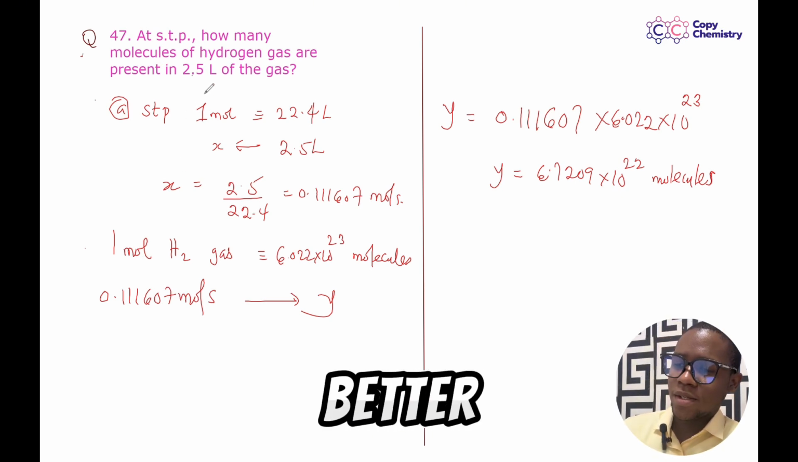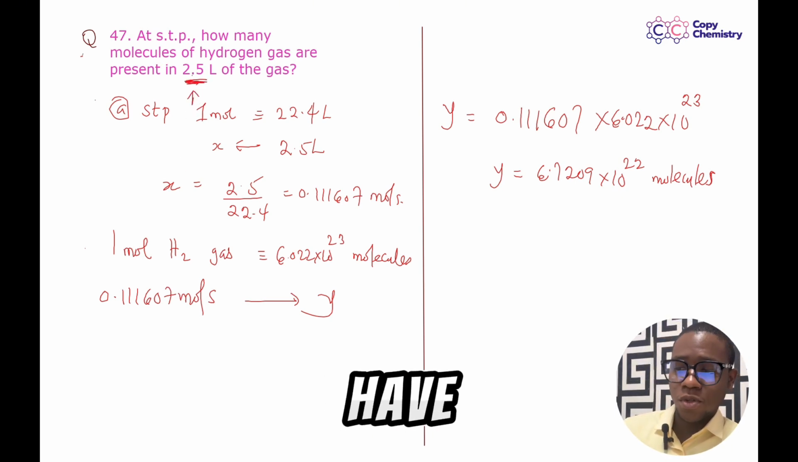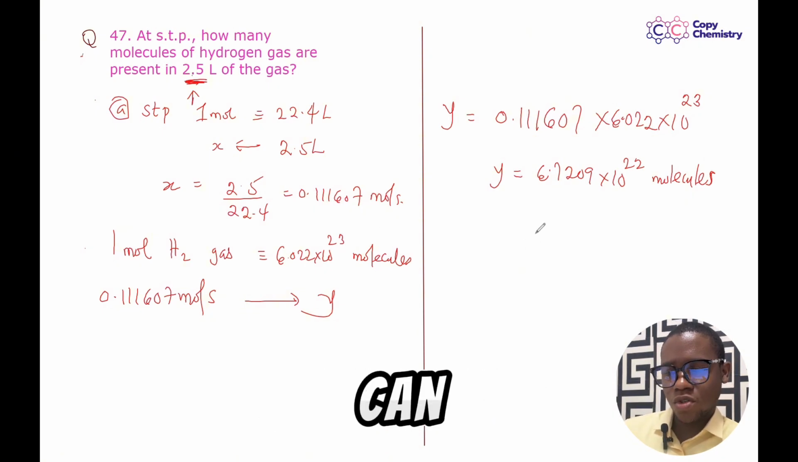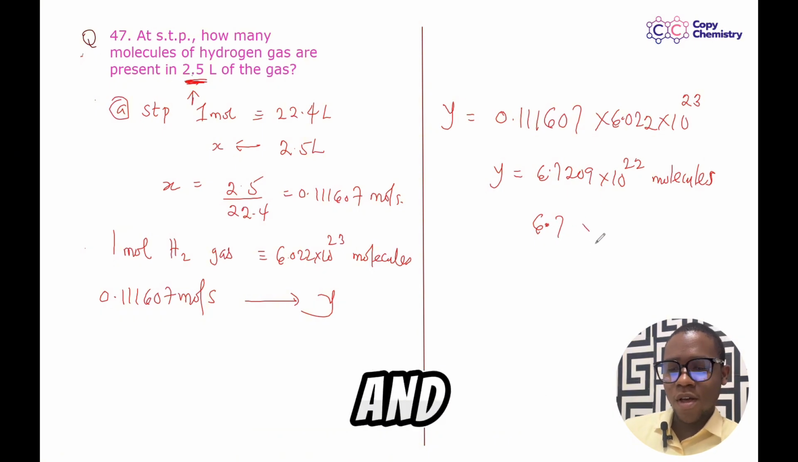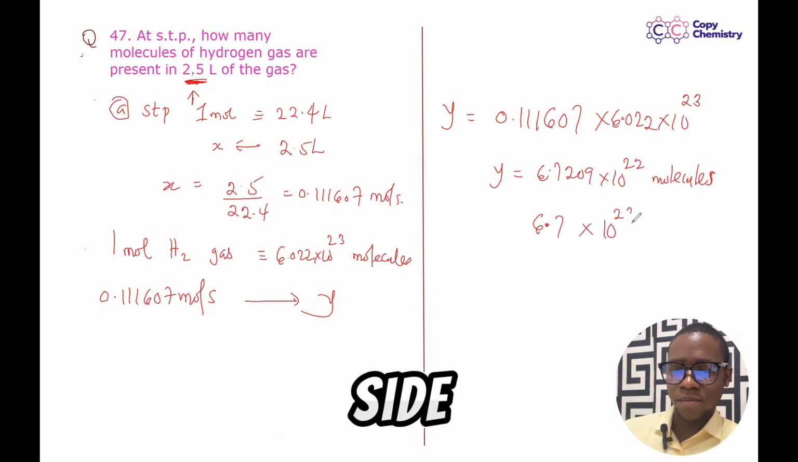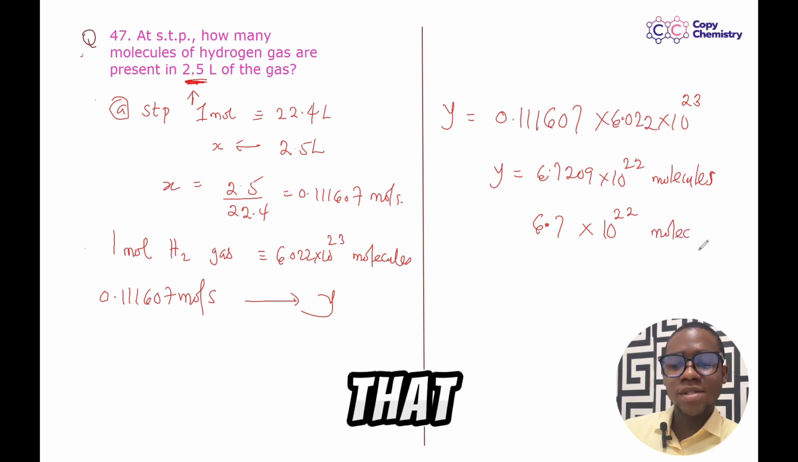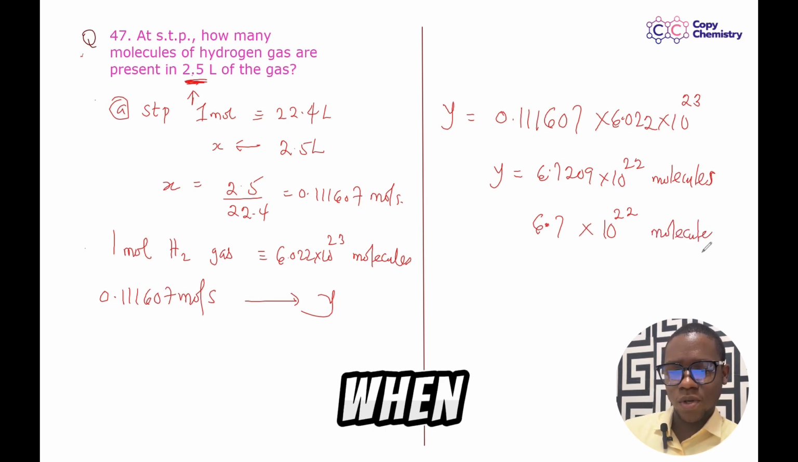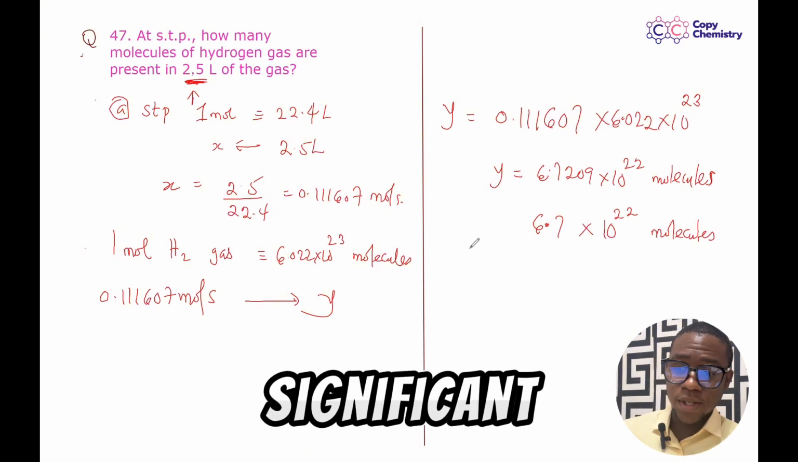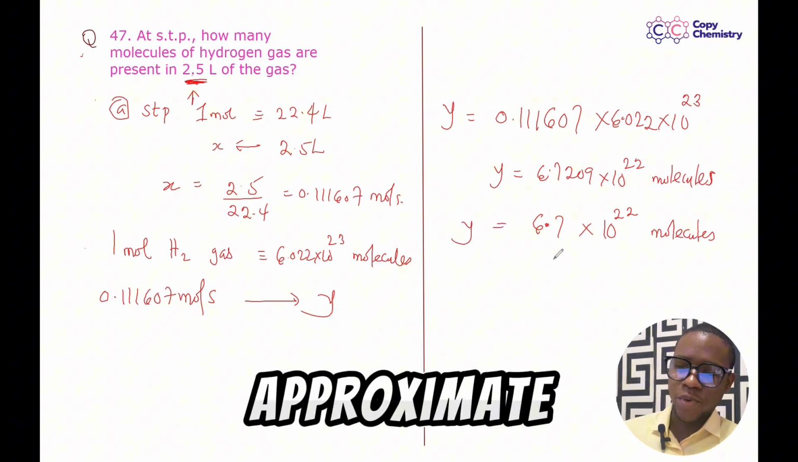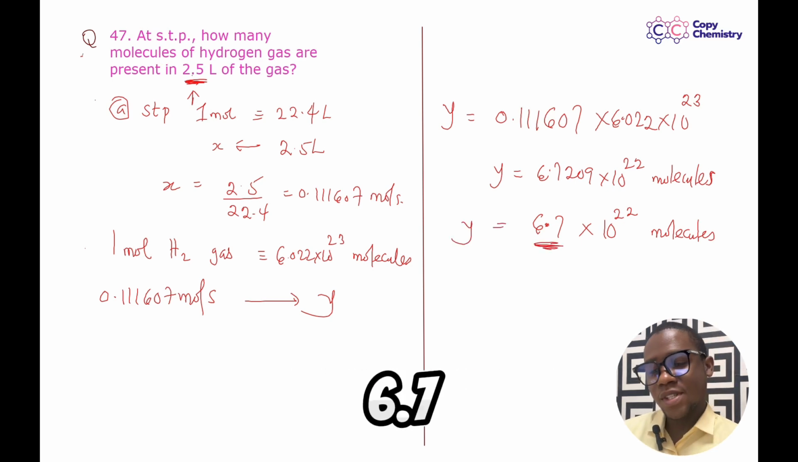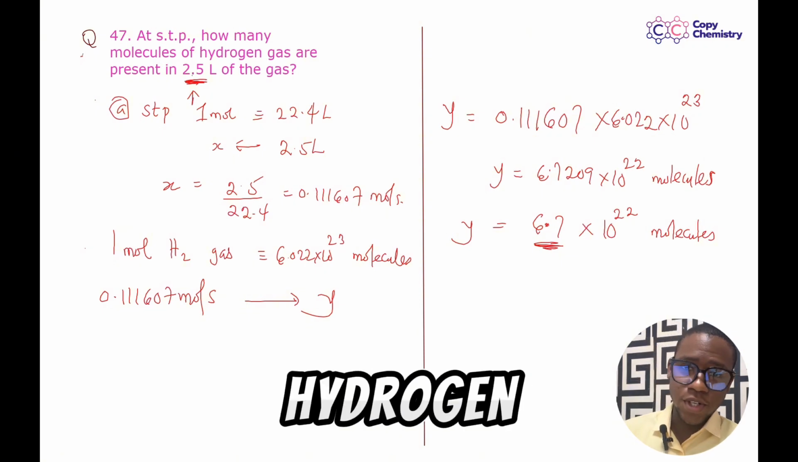But you can just make it better. Since this is 2.5 liters and you have two significant figures there, you can choose to write your answer as 6.7, because there's also two significant figures here. 6.72 can be approximated to 6.7, and then you just place this one by the side. See that 10 raised to the power 22 doesn't really count when it comes to counting the significant figures here, so just drop it there and approximate this part. So that's it. 6.7 times 10 raised to the power 22 molecules of hydrogen gas is your answer.